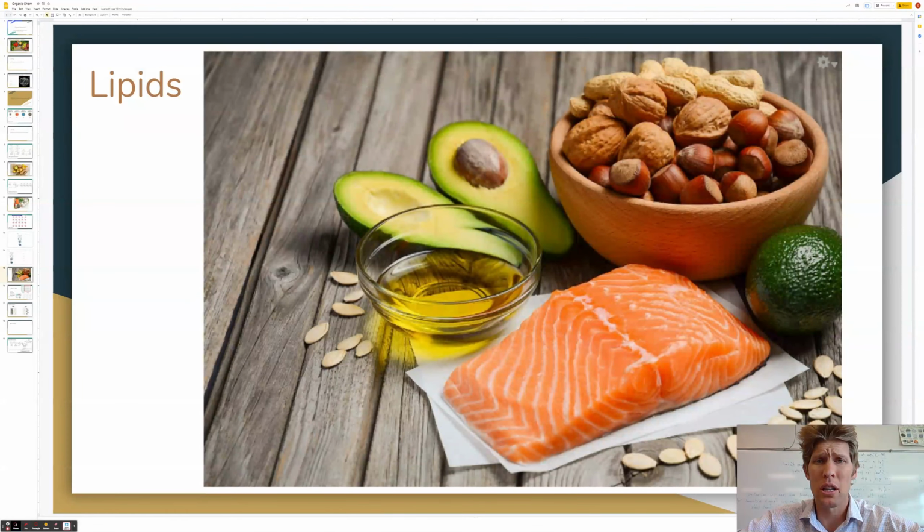Now, when we're talking about lipids, we're talking oils, butters, anything that's oil, anything that's butter, any type of butter, coconut butter, anything like that. That is going to be a lipid or a fat. So, avocado, you got your walnuts, pecans, you got the fat in the salmon, all that kind of stuff. Seeds have fat in them.